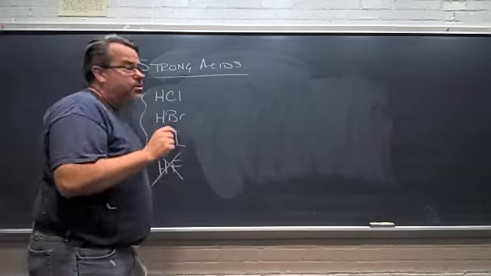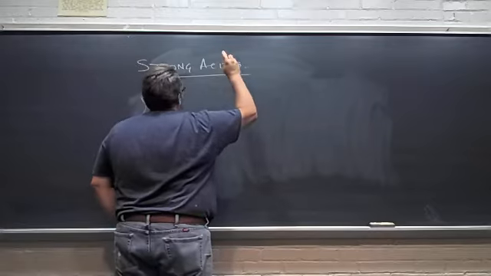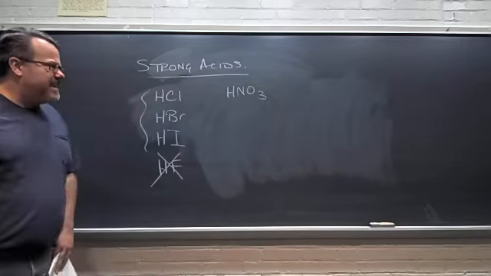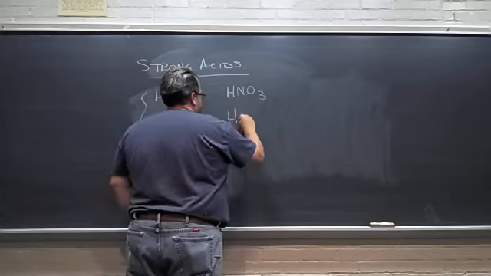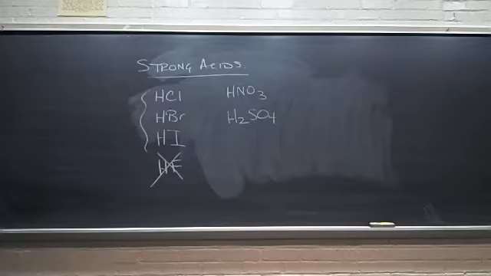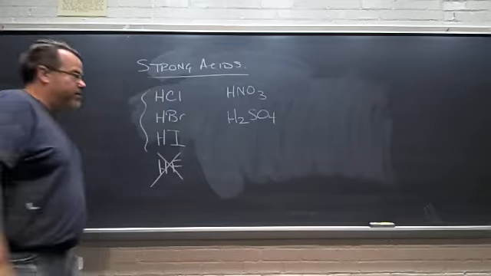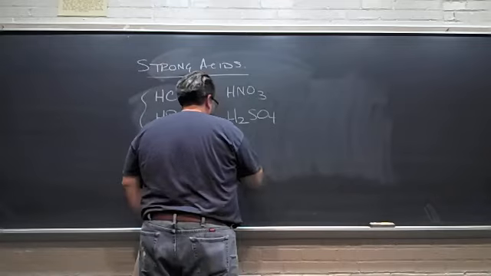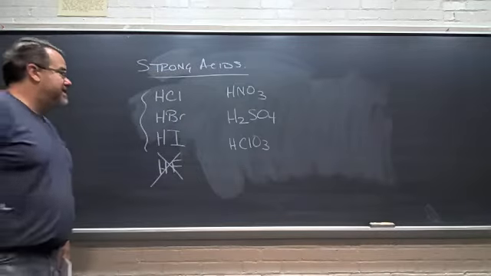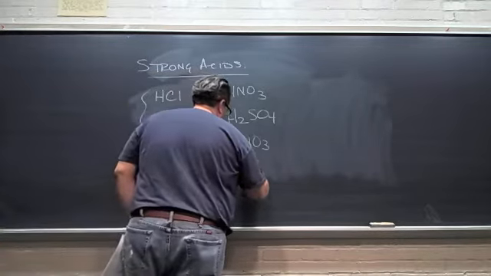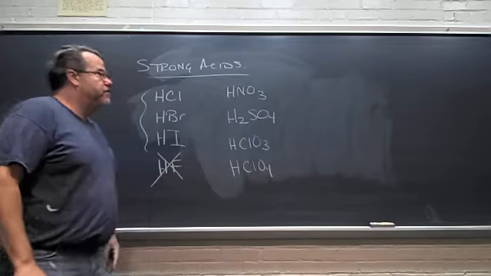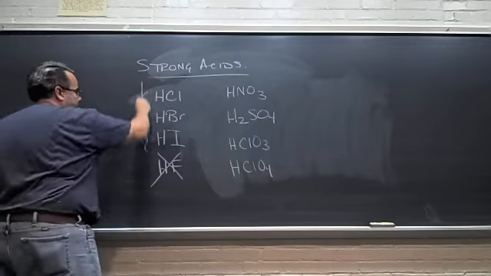So for the binary acids, it's these three. Then there are two common oxyacids whose names are probably familiar to you. Nitric acid is a strong acid, and sulfuric acid, H2SO4, is a strong acid. Okay, so those 5 are pretty simple and straightforward. And then there are 2 that are probably a little bit less familiar, and that's chloric acid, HClO3, and perchloric acid, HClO4.